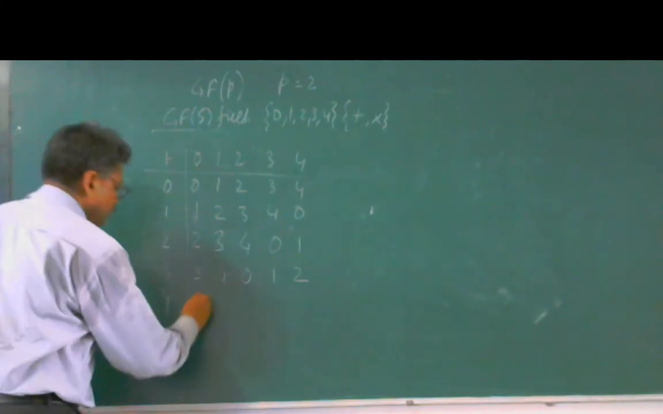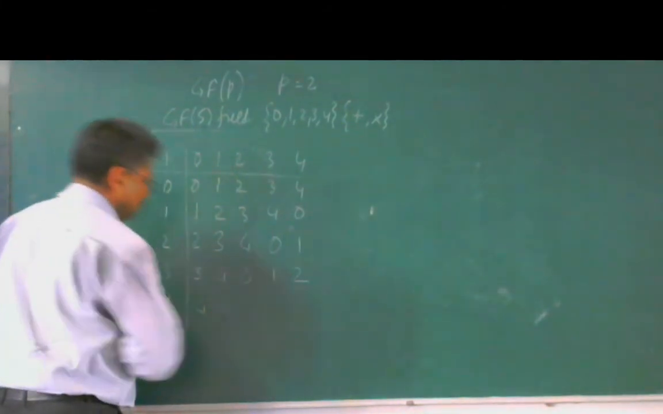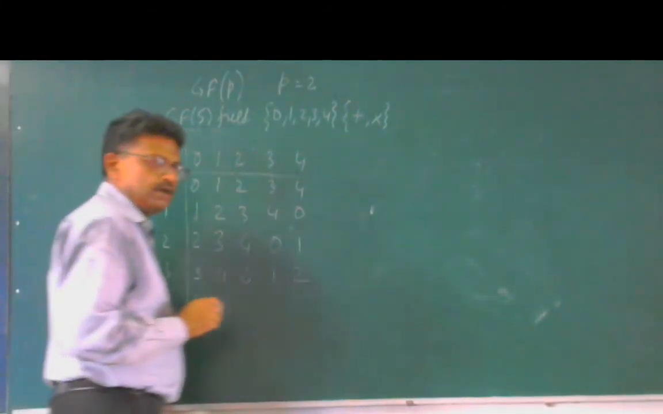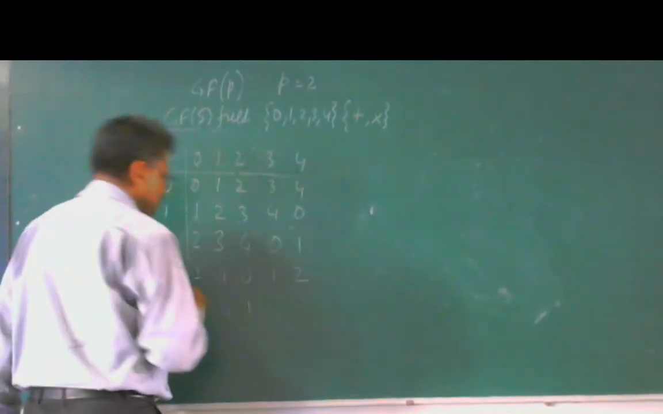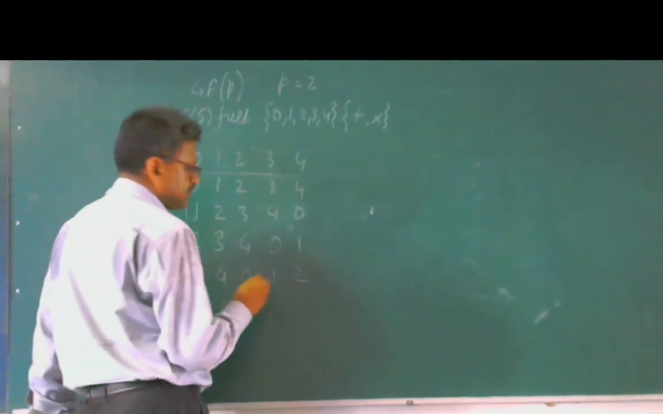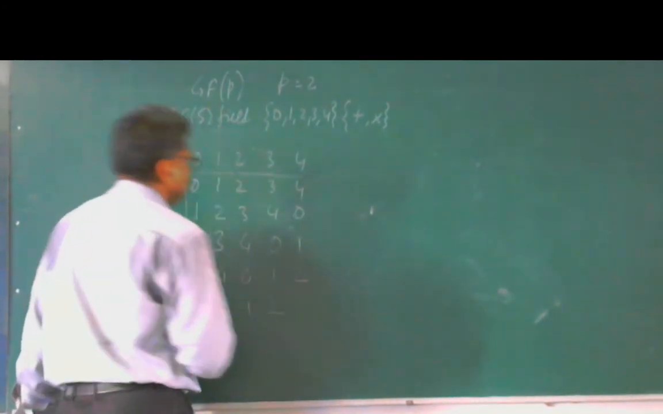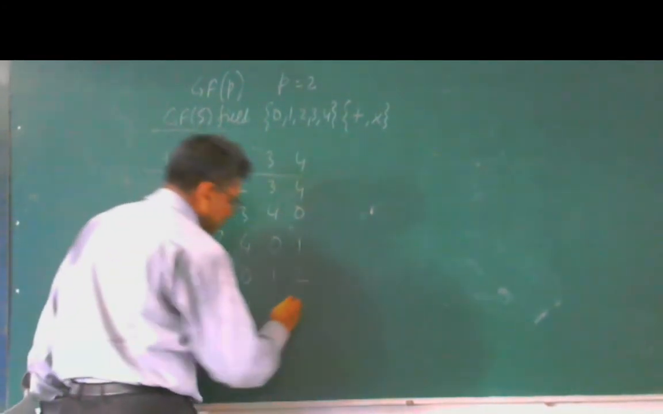And 4 plus 0 is 4, 4 plus 1 is 0. Why? Because 4 plus 1 will be 5, and 5 mod 5 will be 0. 4 plus 2 is 6, 6 mod 5 is equal to 1. 4 plus 3 is 7, 7 mod 5 is equal to 2. 4 plus 4 is 8, 8 mod 5 is equal to 3.